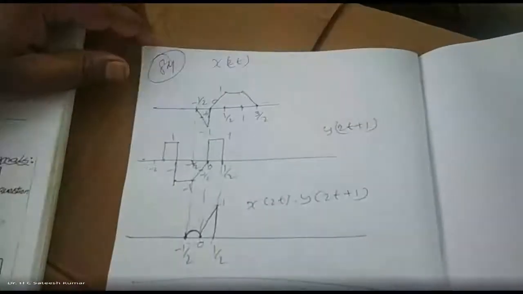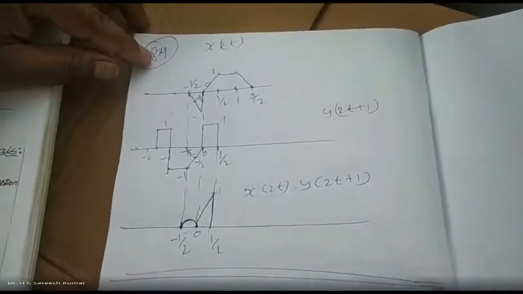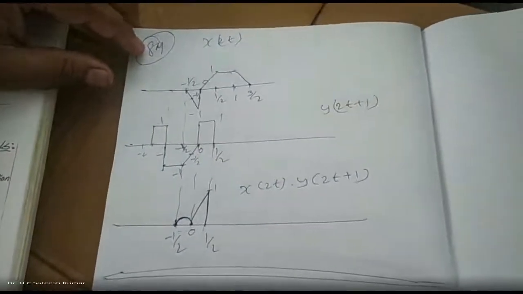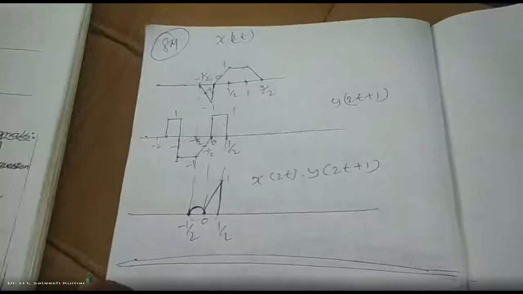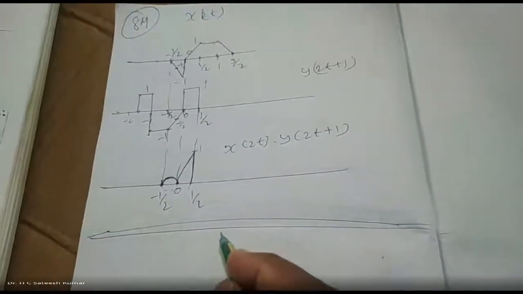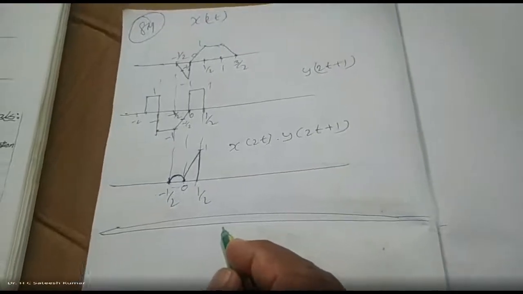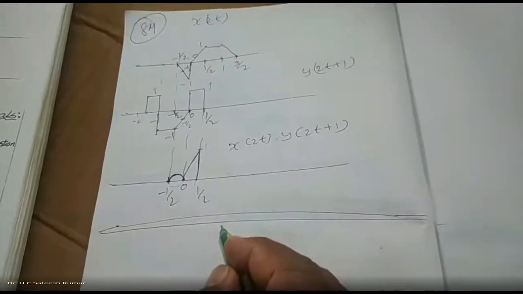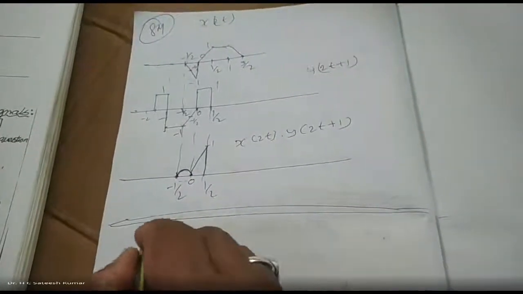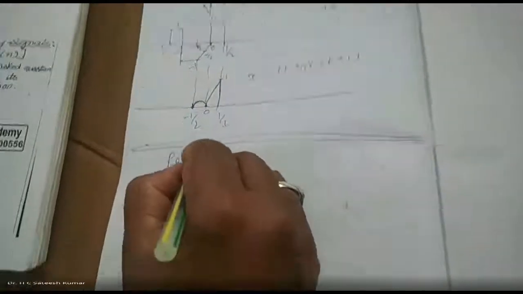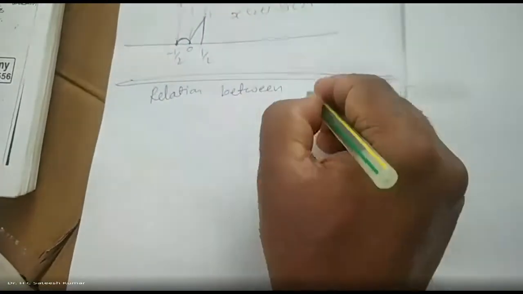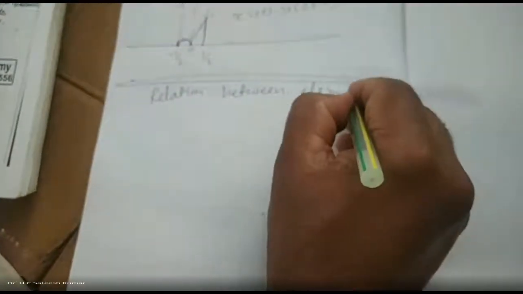So that's about the operation on signals. Go through the recent question papers. If you find any of the problems difficult or need any clarification, you can call me or contact me so that we can discuss the problem and how to do it, right? Now, we shall move on to the further topics like relation between elementary signals.